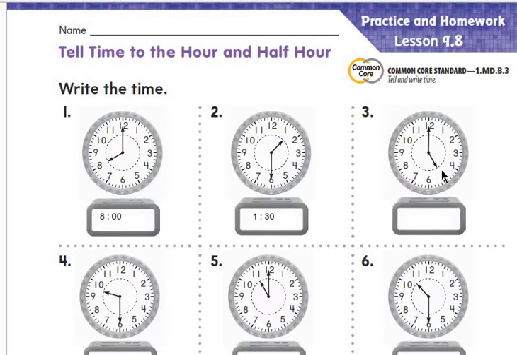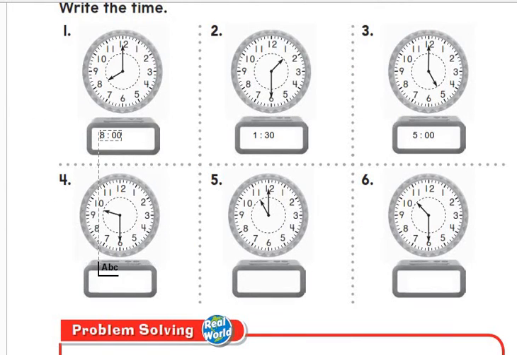Then number 3, the hour hand points at number 5 exactly. Yes, so it's 5 o'clock. The minute hand points at number 12, which is 0, 0. So we will write 5 in the hours and 0, 0 in the minutes. Number 4. Yes, the hour hand is between two numbers and the minute hand points at 6. So it is 9:30.